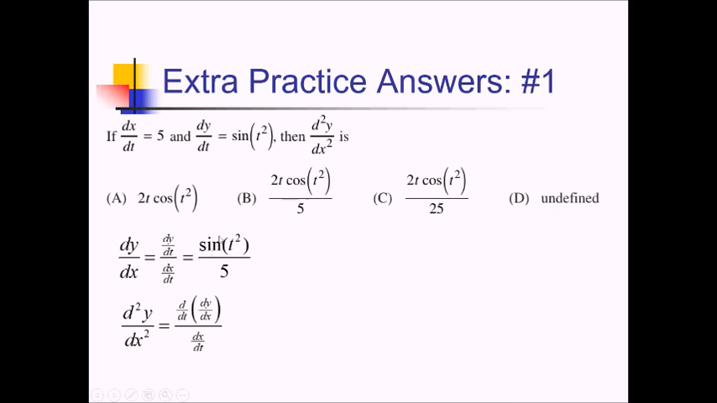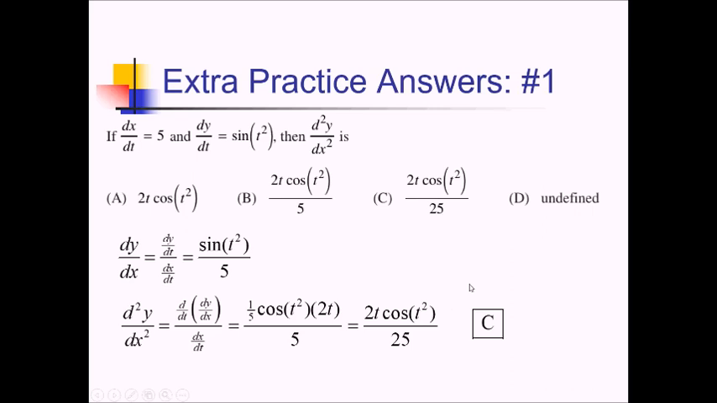So a derivative of this thing, you can think of this as 1/5 sine of t squared, so the derivative is going to be 1/5 cosine of t squared times a chain rule here, of 2t. And now we're dividing that by the derivative of x with respect to time, which again, they gave us that, so that's just 5 again. And we're going to have to simplify this to get an answer choice. So this is going to be 2t cosine of t squared all over this 5. It can come down here and be a 25. And that's going to match answer choice C.